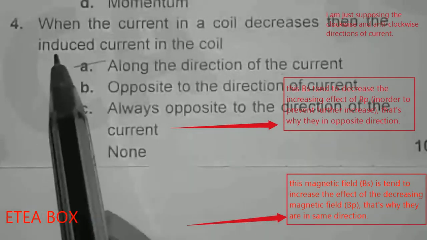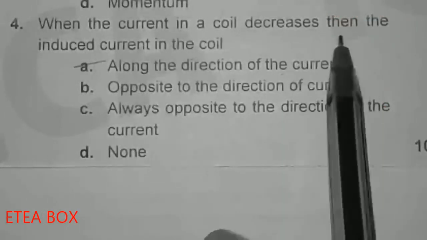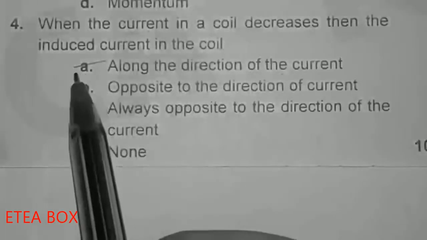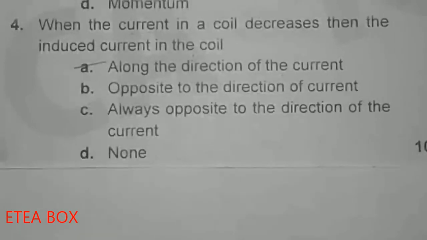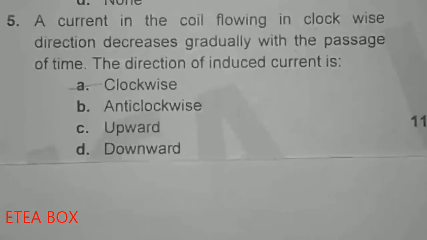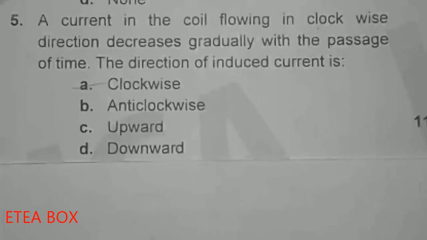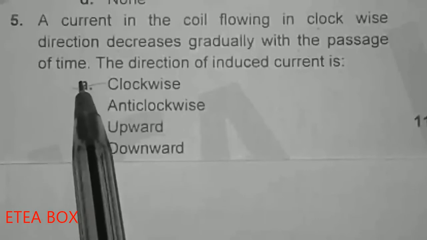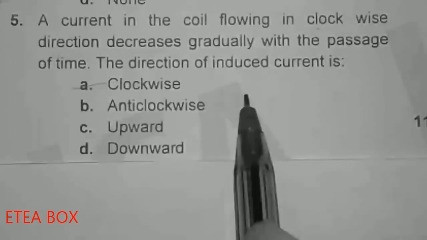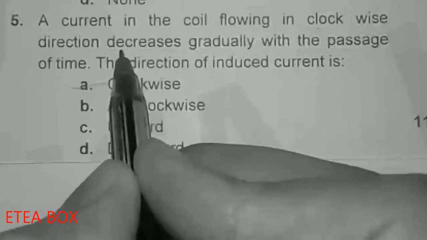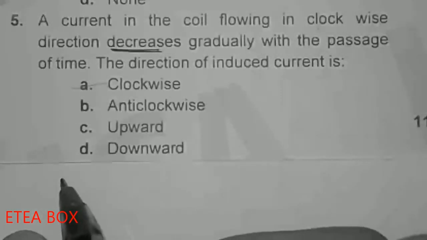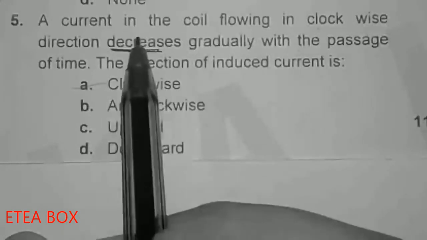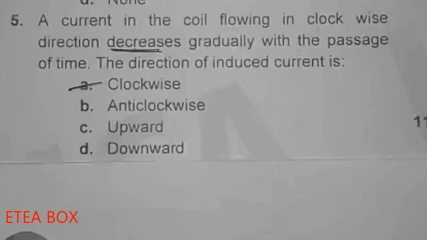Now come to the MCQ. When the current in a coil decreases, look, the current decreases, then the induced current in the coil is along the direction of the current. Option A is correct here. Fifth, a current in the coil flowing in clockwise direction decreases gradually with the passage of time. The direction of induced current? Now look here, the current is decreasing. When the current is decreasing, what will happen? The induced current will have the same direction as this one. So option A is correct here.